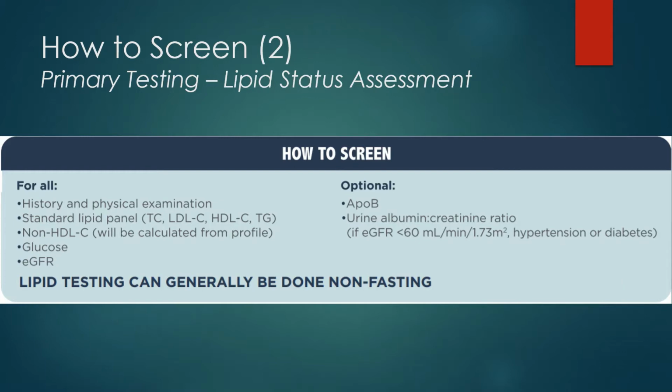Skill number 2, how do we test or screen these patients? So for all of them, we have to do a physical exam as well as a history examination. We have to take a lipid panel, lipid profile, and this does not need to be done fasting as it was previously done. Another change as of 2016. We want to look at their glucose level and their glomerular filtration rate.